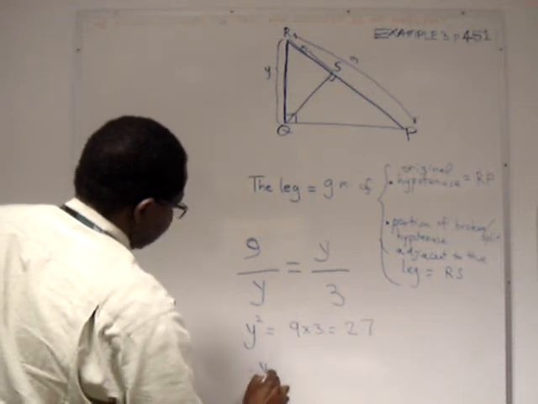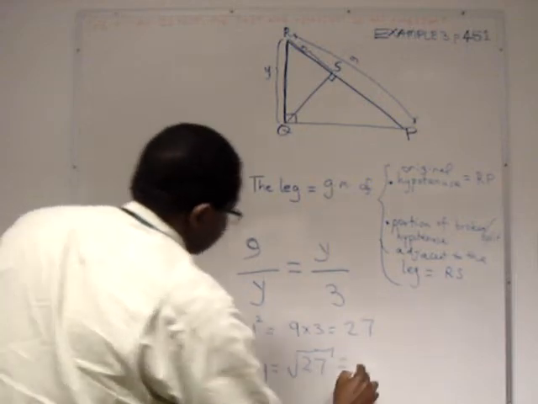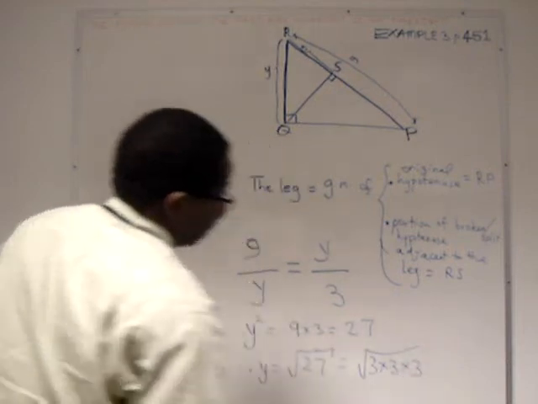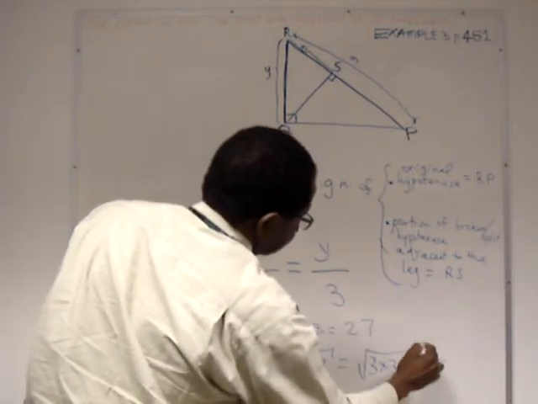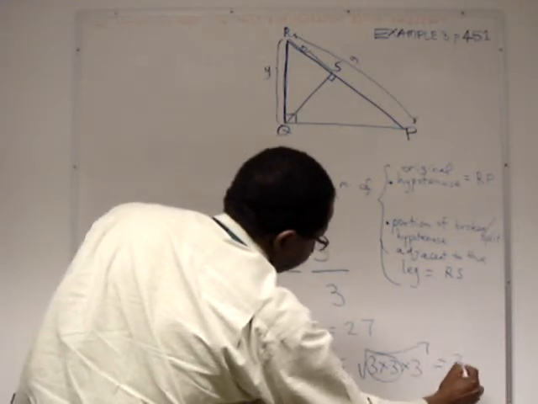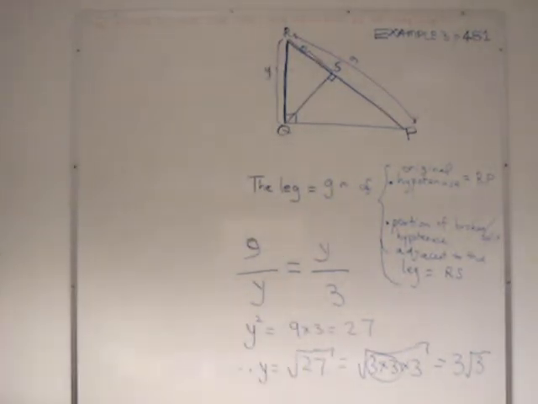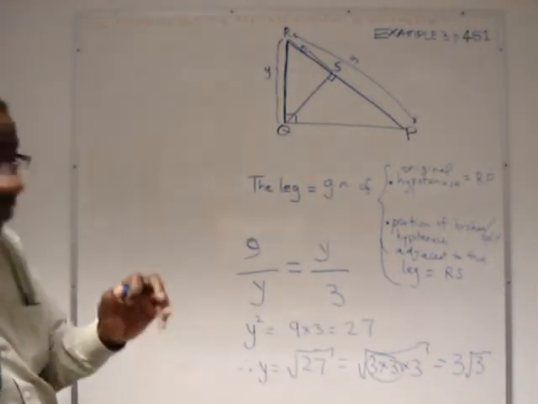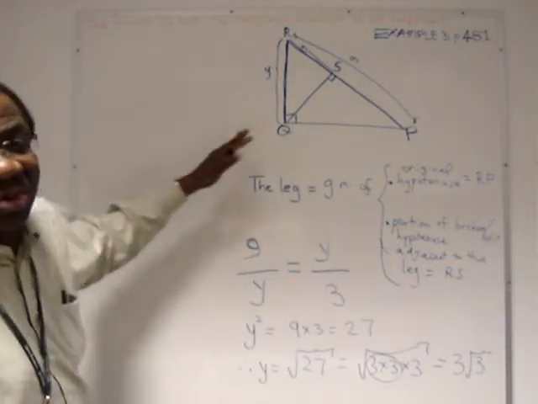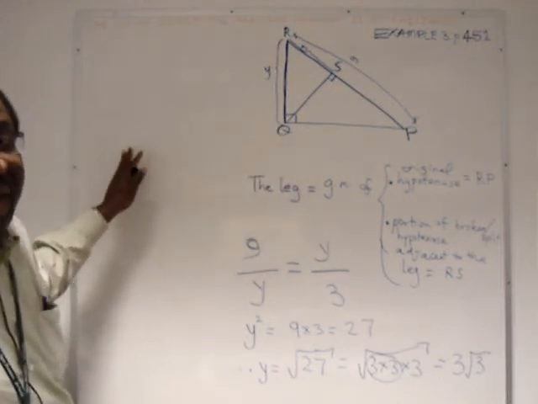Therefore, y equals square root of 27, which is equal to square root of 3 times 3 times 3. And you know very well that we can take the two 3's out of the square root sign, so that becomes 3 square root of 3. That's the answer. Now, notice that we have done this without even going back to draw the various triangles. That's done in your book. You can look at it.